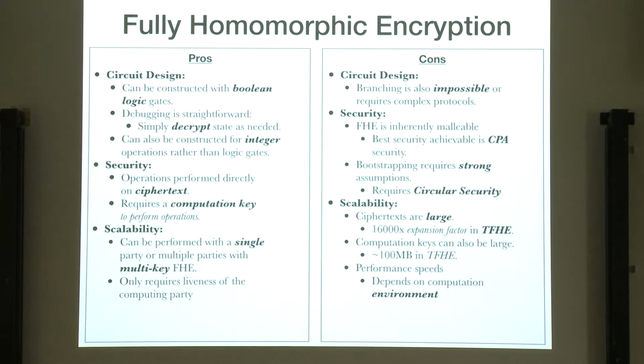Another thing is, fully homomorphic encryption is inherently malleable, meaning that anybody can manipulate the ciphertext. This is a given because we are operating on that ciphertext. If you can perform some logical operation on that ciphertext, clearly anybody can do whatever they want to it. So the best security we can achieve is chosen plaintext attack security, or CPA security. Ideally, you want to see CCA security, but that's just not possible with FHE yet, but there's other things we can do, and I'll get into those.